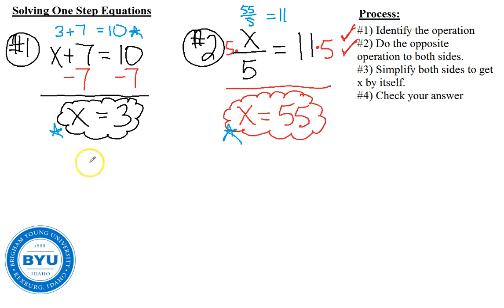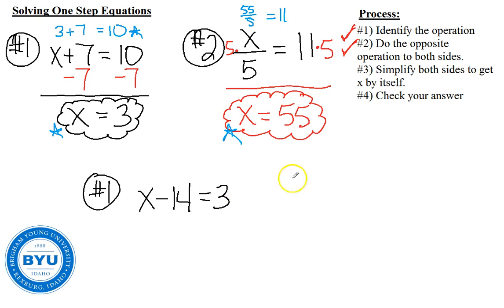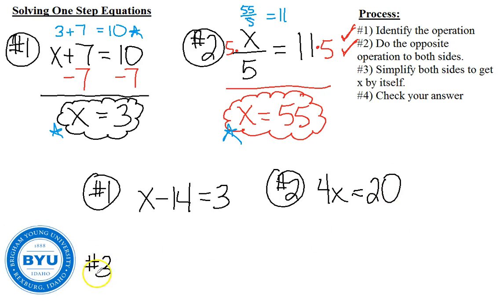Okay, now it's your turn to try 3 problems. Go ahead and pause the video and give these a try. x minus 14 equals 3. Question number 2 is 4x equals 20. And question number 3 is x over 9 equals negative 5. Pause the video and give it a try.